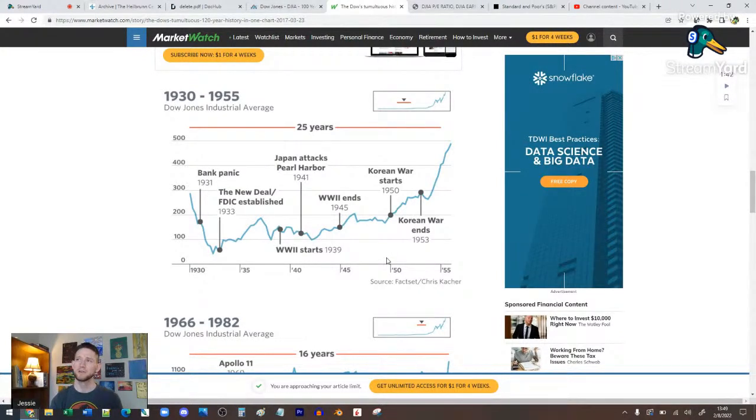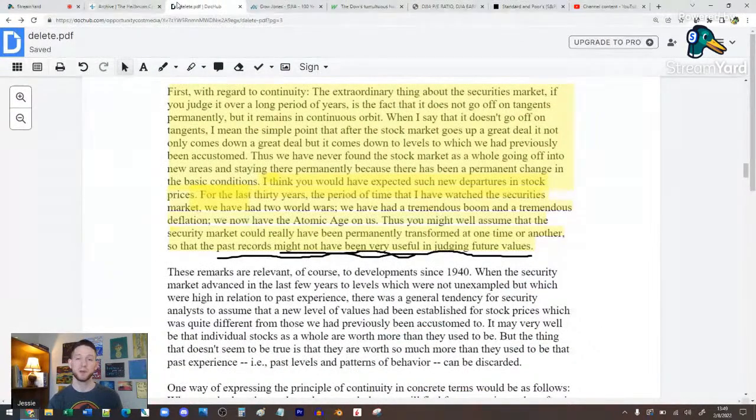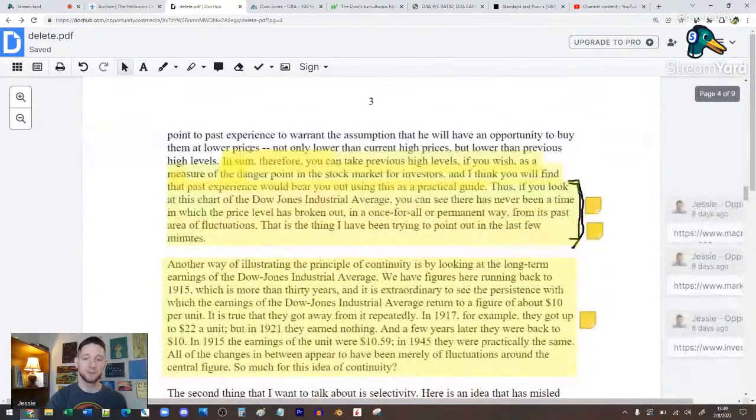But he said those events are so traumatic, you would think, why would we use past performance to have any indication to us of what's going to happen in the future? Because you would think that it would be so transformative. And what are the chances that something like that is going to happen again? But Benjamin Graham actually says he does believe the past is an indication of what can happen in the future. I don't agree with him, but we'll just keep going, and I'll keep explaining things as we go on. So what he says here is, in sum, therefore, you can take the previous high levels, if you wish, as a measure of a danger point in the stock market for investors.